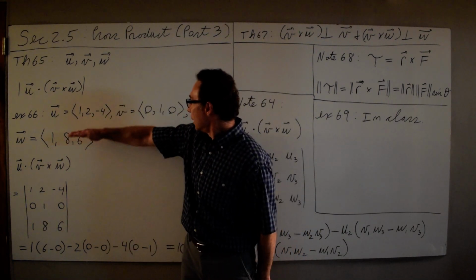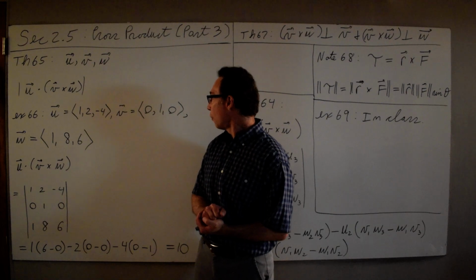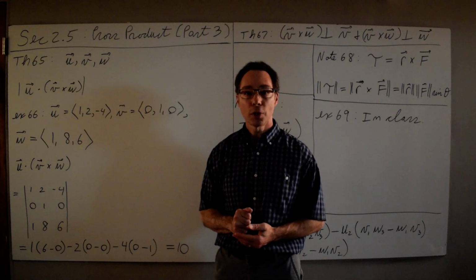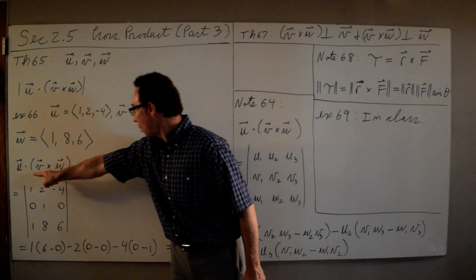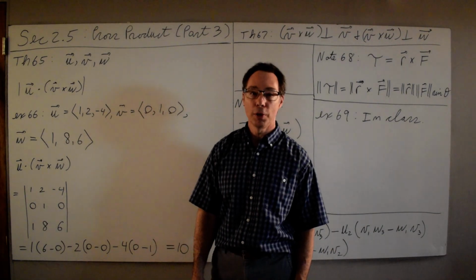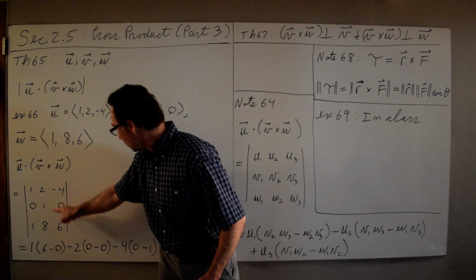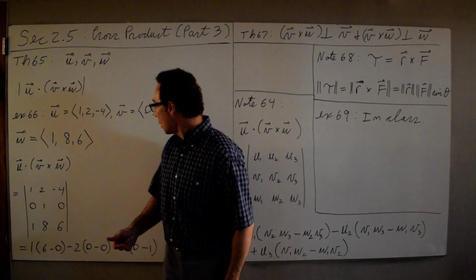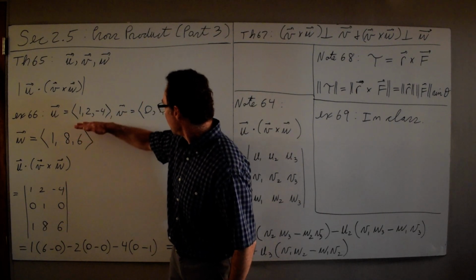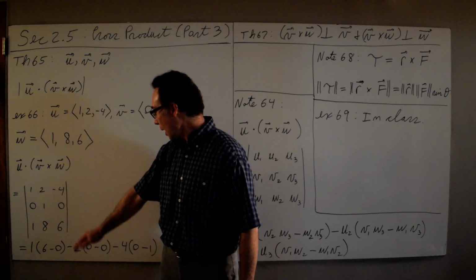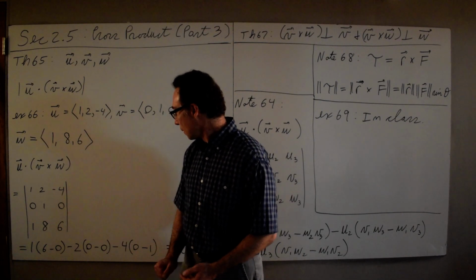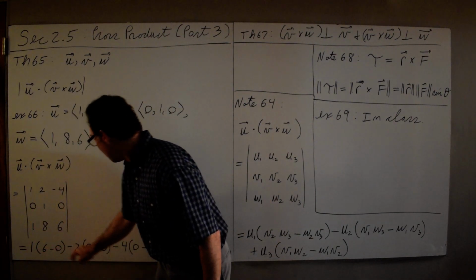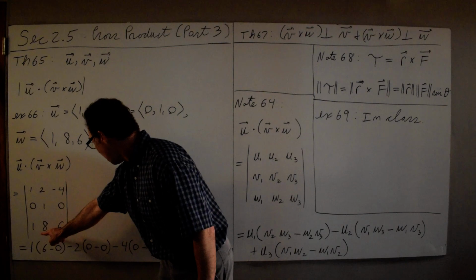So example 66, we want to find the volume that's determined by u, v, and w. I'm going to start just by calculating the dot product of u with the cross product of v with w, keeping in mind this is just notation for the determinant. This number might be negative. So we start by making a matrix whose rows are the components of our vectors. We're going to calculate the determinant of that matrix. So we look at 1, ignore the row, ignore the column. We have 1 multiplied by 6 minus 0.